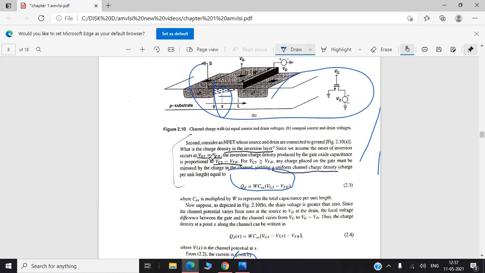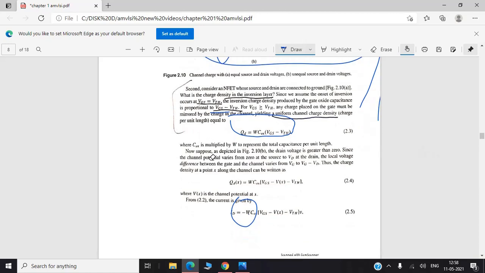Now, where the drain is connected to VD and the source is grounded, there will be a pinch off which will happen. So unequal source and drain voltage will be formed. If we take X as a center point, we will be substituting the charge density also. So for the first one, QD will be given by WCOX into (VGS minus VTH). Now for the second one, for X, QD of X is equal to WCOX into (VGS minus Vx minus VTH), where Vx is the channel potential at X.